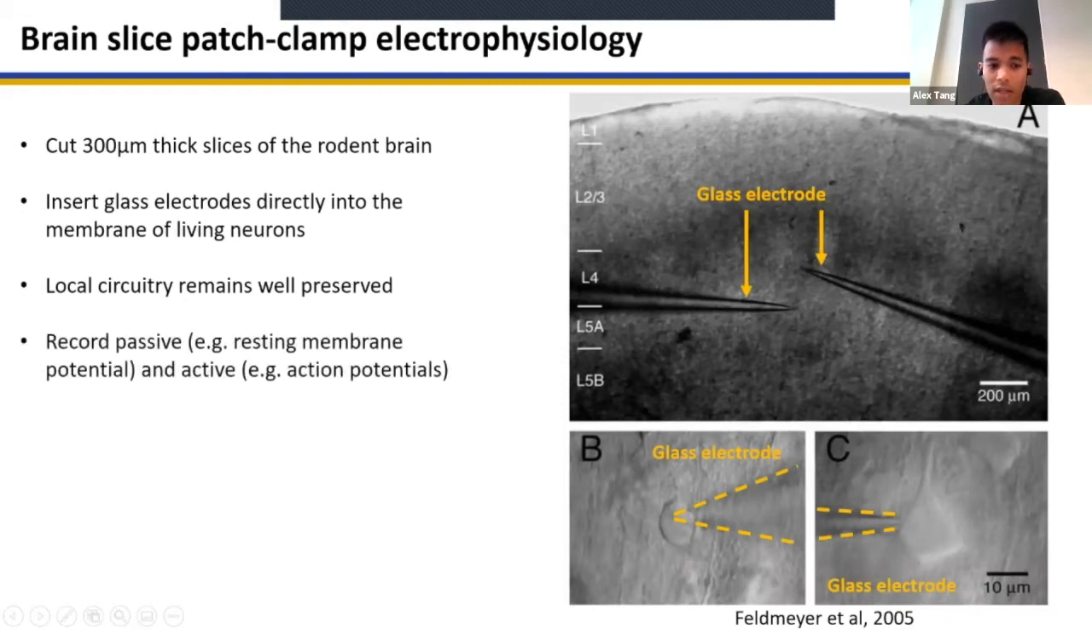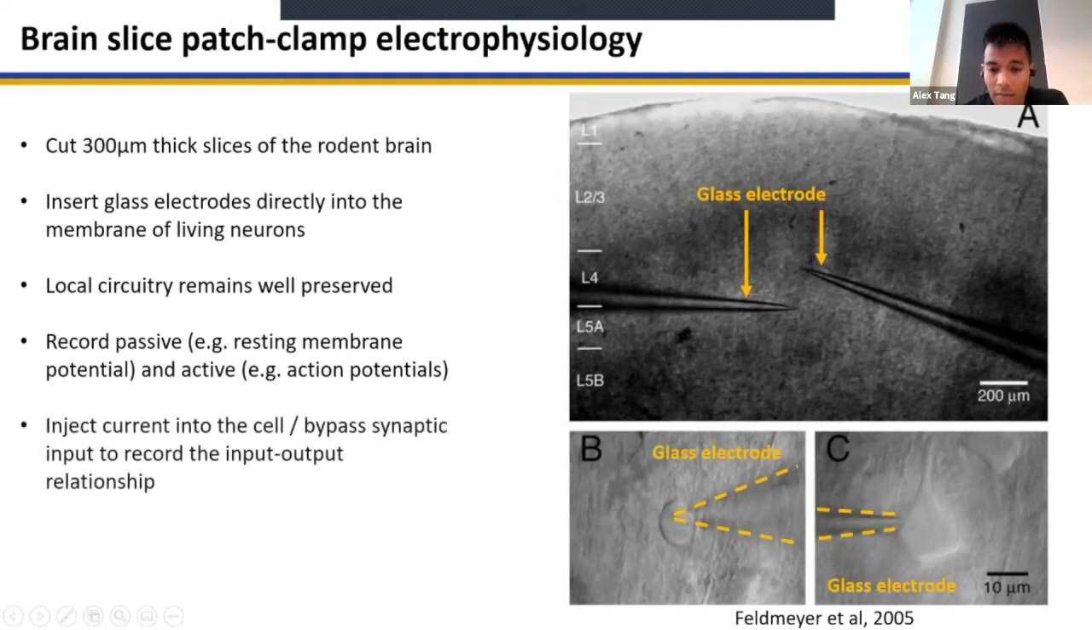And using this technique, we can actually record their passive properties. So what their properties look like when they're at rest, such as resting membrane potential. But we can also look at their properties when they start to spike or generate action potentials. And because we have direct access to these neurons, we can actually record their input and output relationship directly by injecting current into them. And so we don't actually need synaptic input to record this.